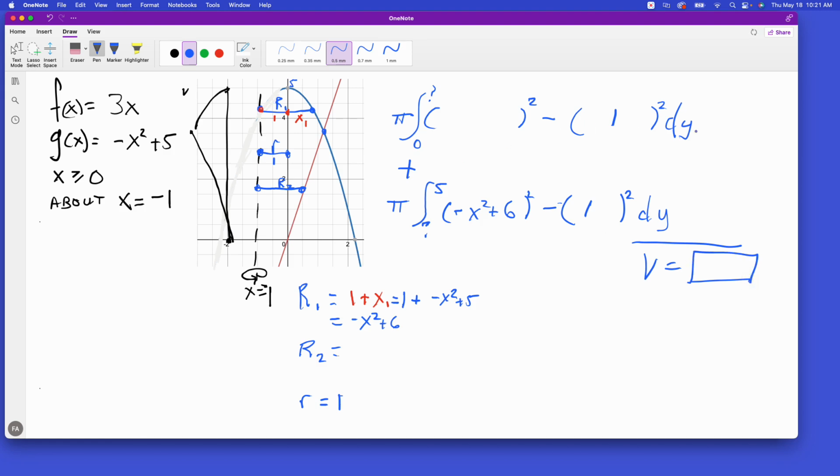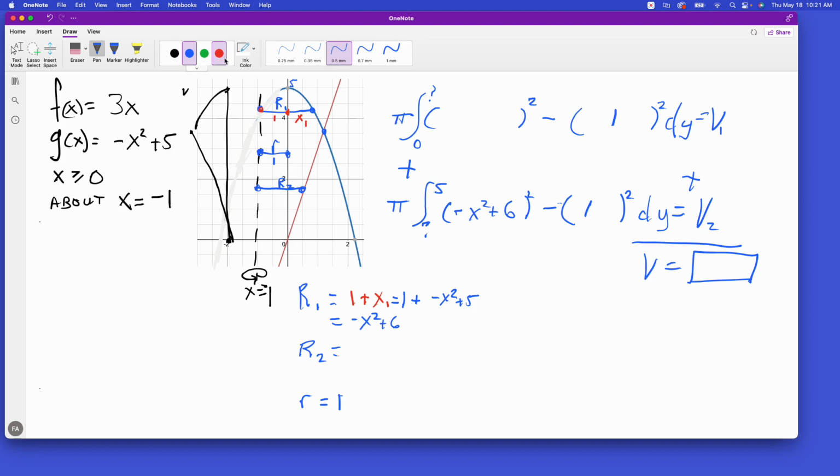Whatever that is. So this is going to give us volume 1. This is going to give us volume 2. And volume 1 plus volume 2 is going to give us our total volume for these two pieces of this object here. Now let's figure out R2.